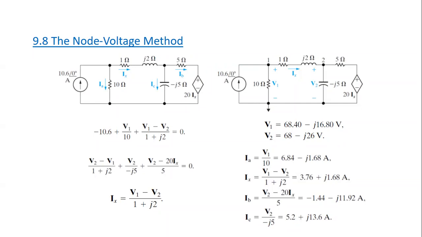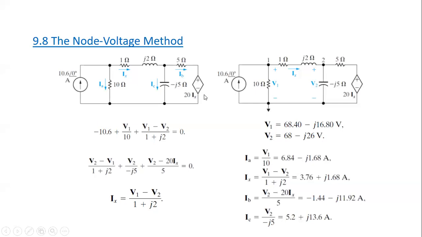So here we have one example about the node voltage method. So as you see here, we have a circuit. In this circuit, we have 1, 2, 3, 4, 5, 6, 7 simple circuit elements. We have independent current source, the value of which is 10.6 into angle 0. We have resistance 10 ohm. We have resistance 1 ohm. We have inductive reactance J2 ohm. We have capacitive reactance negative J5 ohm. We have resistance 5 ohm, and we have dependent voltage source.